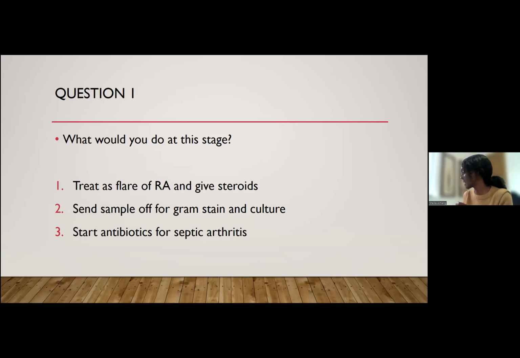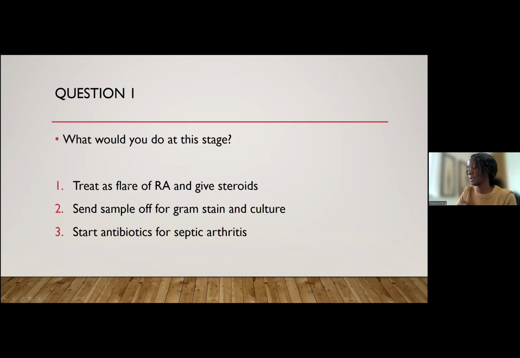So majority of you have said you would send a sample off for gram stain and culture. That's about 60% of you. Brilliant. About 23% of you would start antibiotics. 70% will send a gram stain, 17% will start antibiotics, and 10% would treat as an RA flare. Okay, so I'll just close that poll now.